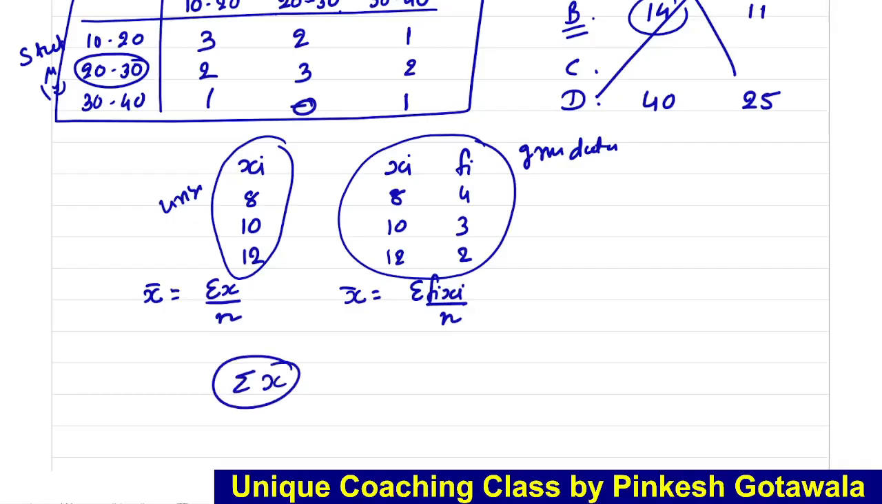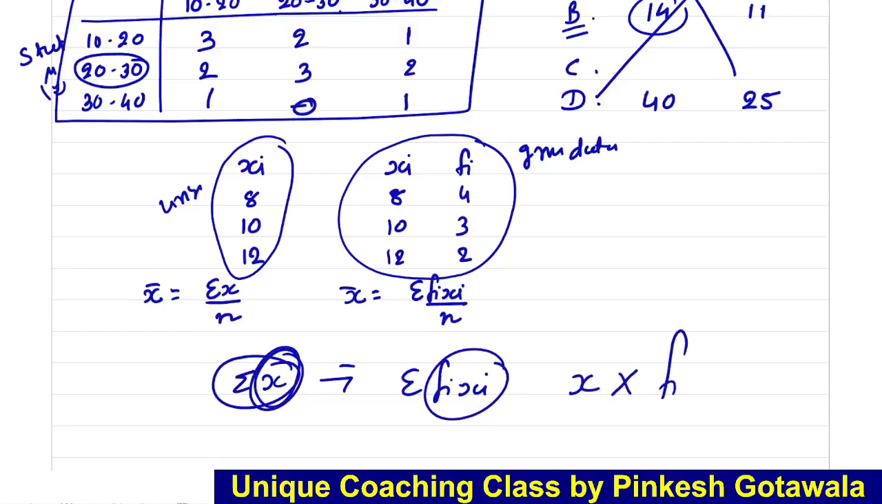Look at here, sigma x becomes sigma fi xi. So what happened? This x is multiplied with fi, the frequency. So it's a basic rule: if frequency comes, it would be multiplied with its variable, with its observation. Frequency will be multiplied with its x.